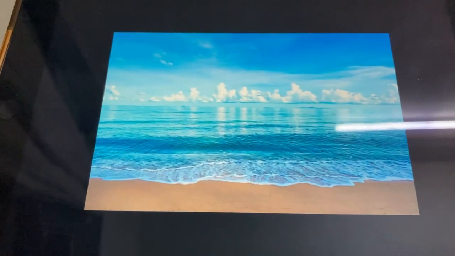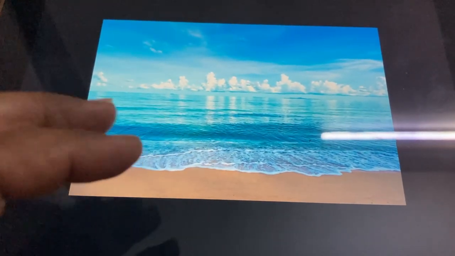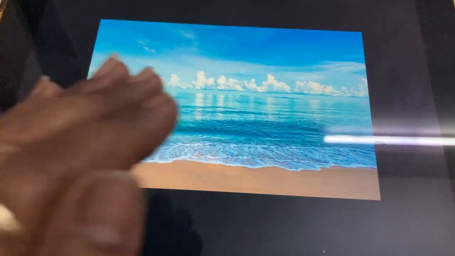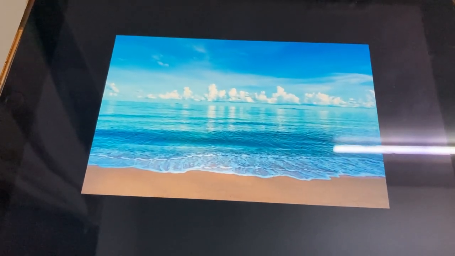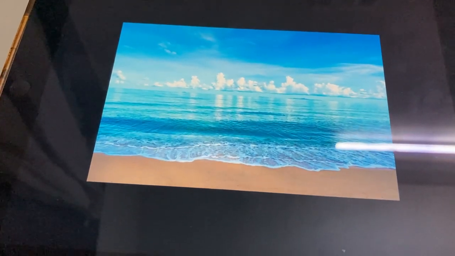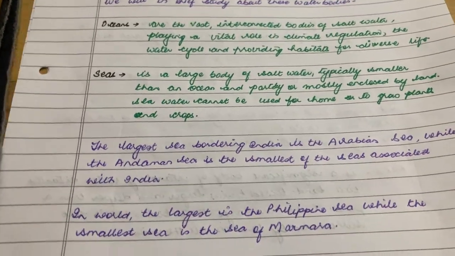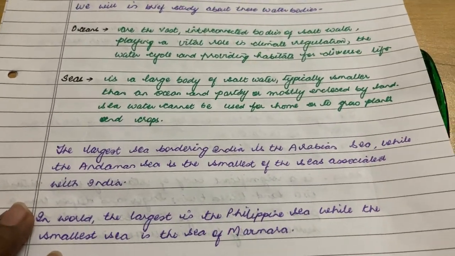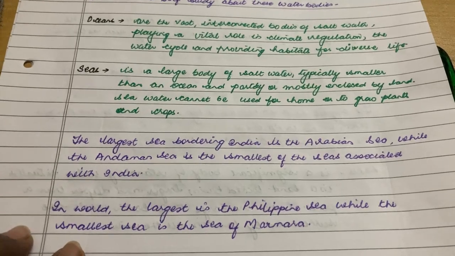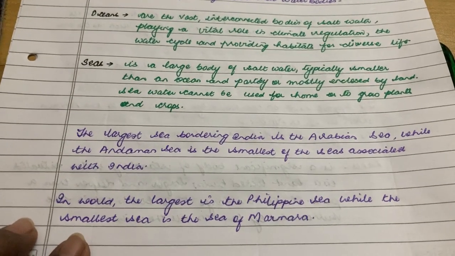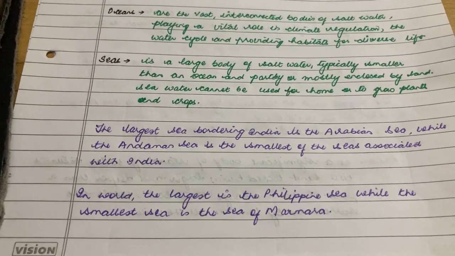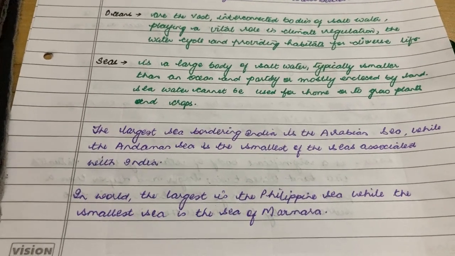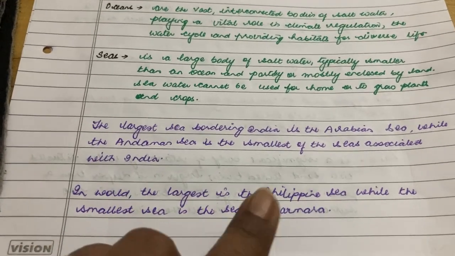So this is the sea here. If you see here, as far as I have seen, they are partly or mostly enclosed by land. So the largest sea bordering India is the Arabian Sea, while the Andaman Sea is the smallest of the seas associated with India. And when we talk about the world, the largest sea is the Philippine Sea, while the smallest sea is the Sea of Marmara.